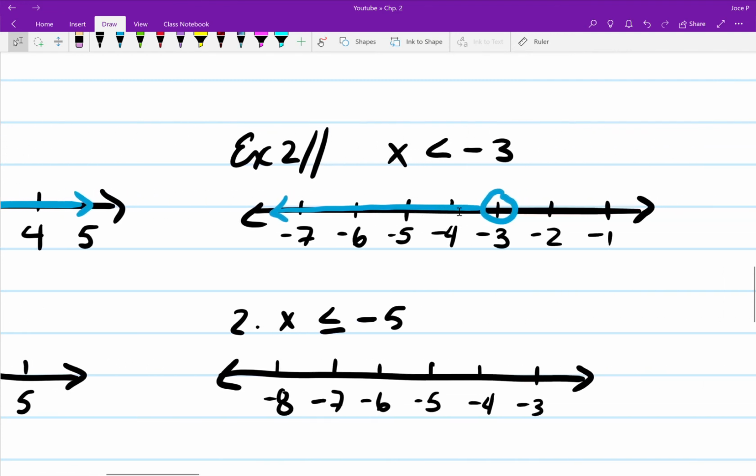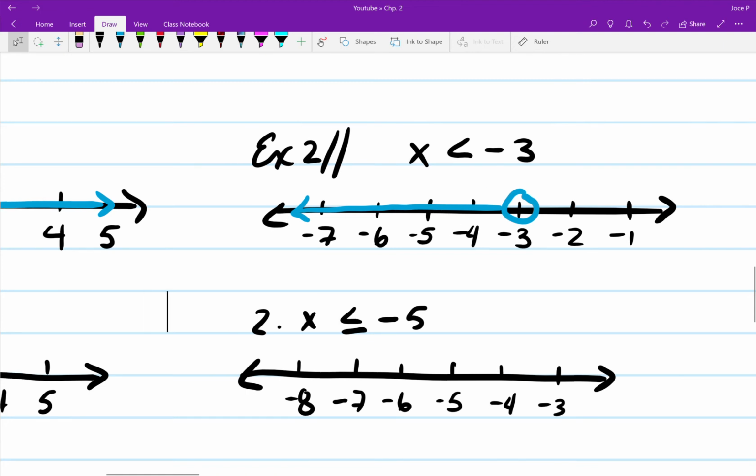Next, we have x less than 3. We're going to leave it an open circle, because it's not equal to 3, it excludes the value of 3 in the solution set. Then we're going to point it left, because anything less than 3 is included in our solution set.